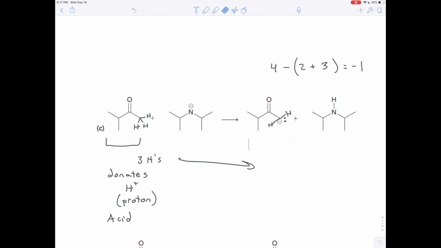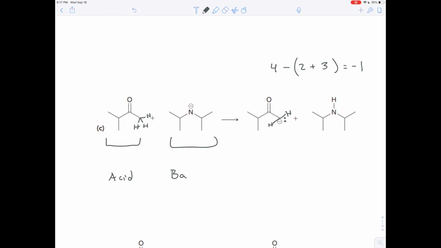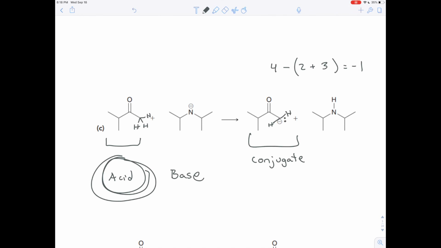And remember our shortcut, if we know one of these, then we can figure out the rest. If this molecule is an acid, the thing it's paired with has to be a base. After all, where is it giving its H to? It has to be giving it to the other molecule. And if a molecule is an acid, the thing that looks like it on the other side, because it's on the right of the arrow, it's a conjugate. And if the original molecule is an acid, the conjugate of it is going to be the opposite. It's going to be a base.